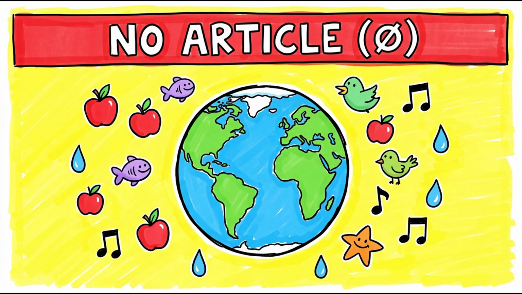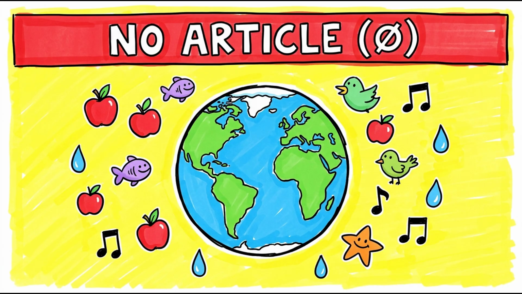The third category is all of them, or the concept itself, and here, you actually use no article at all. Imagine you want to make a general statement about apples as a whole, saying that they're healthy. You're not pointing at a random one anymore, and you're not pointing at one specific apple either. You're talking about apples as an entire global concept. So you simply say, apples are good for you.